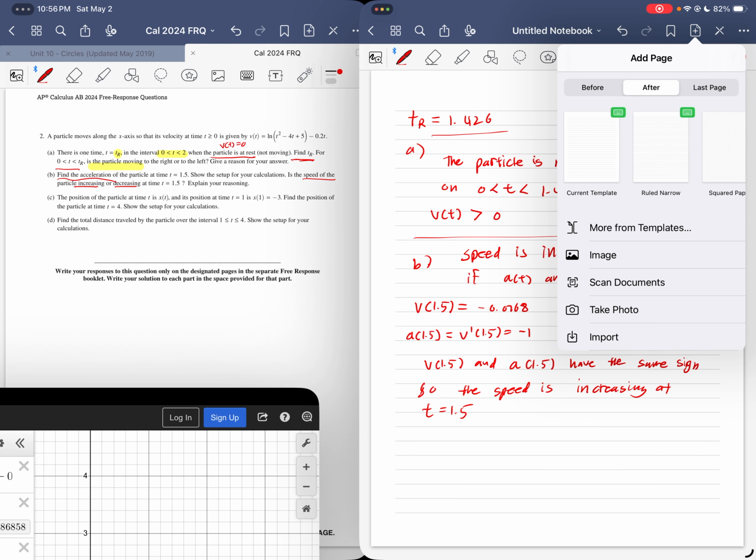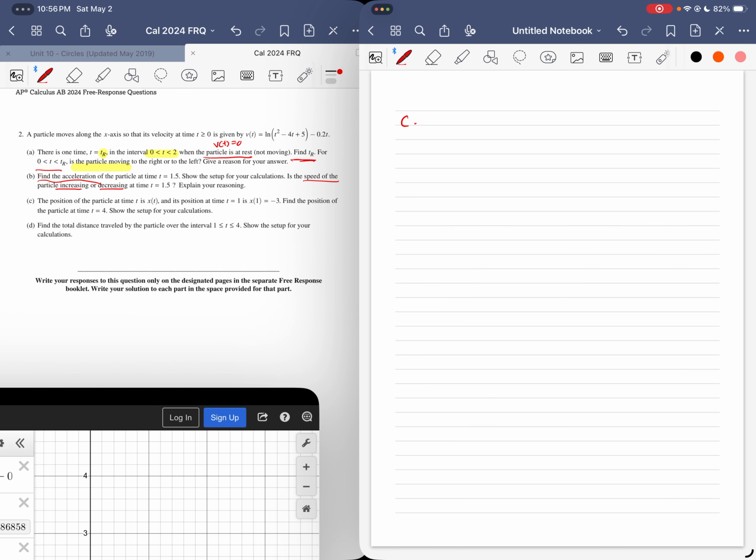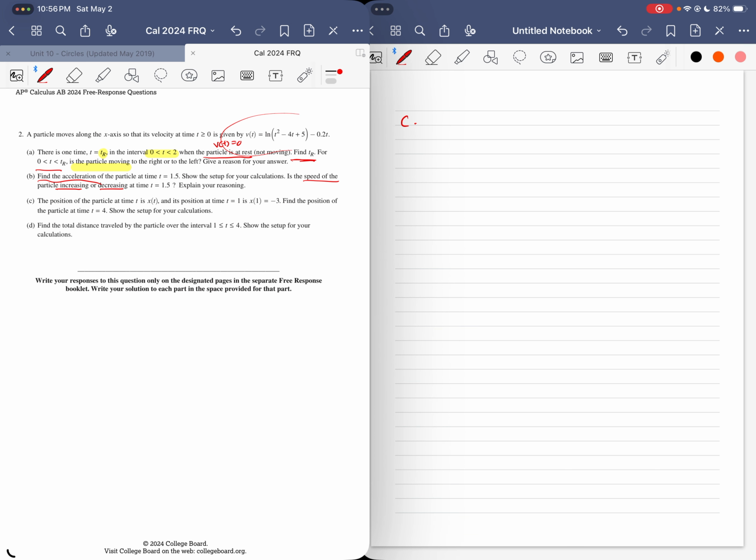Let's go to part C. Do you see how easy this is if you know what you're doing? So don't panic. The position of the particle. How do I go from velocity to position? Antiderivative, keep that in mind.